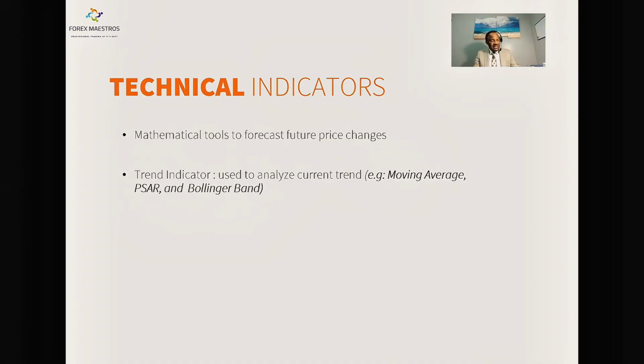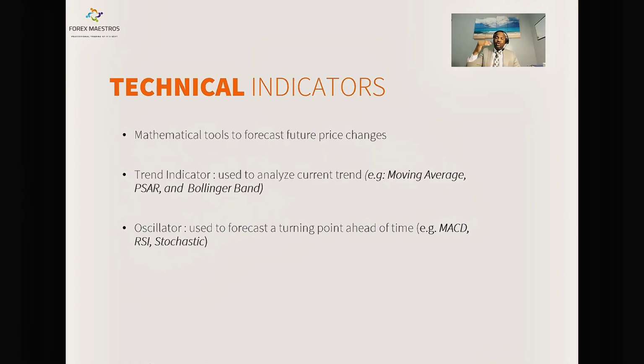Then the other type of indicators are the ones we call oscillators. Oscillators are used for different things. One of the things they are used for is to know the turning points ahead of time. Examples of them are RSI, relative strength index, and also MACD, and also stochastic. So we'll pick one of the trend indicators and see how it works, and then probably we'll pick one of the oscillators too, depending on time.